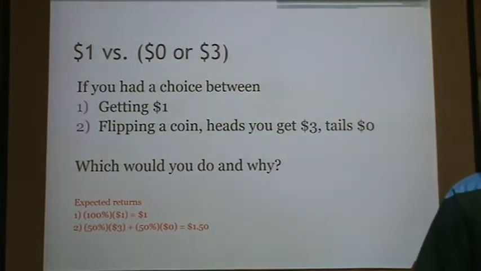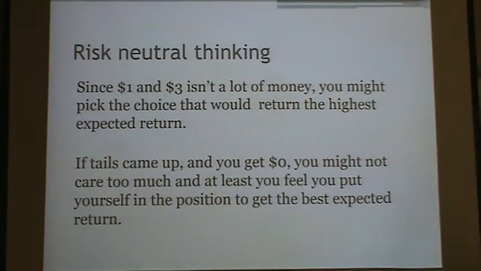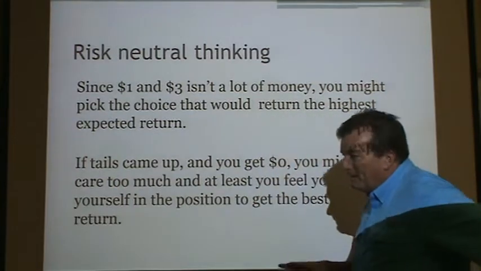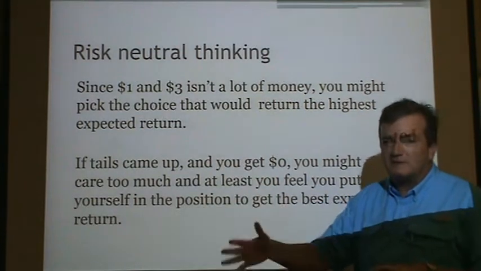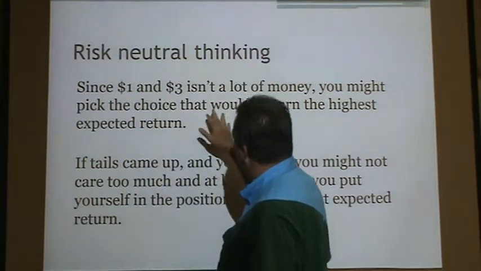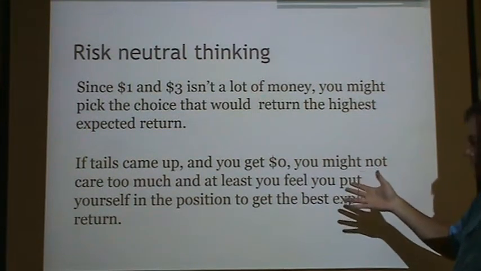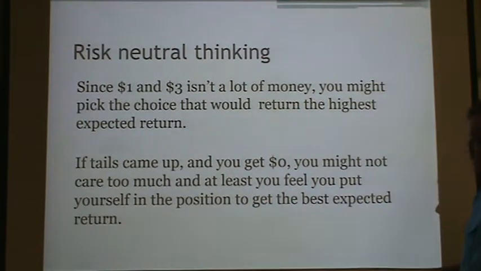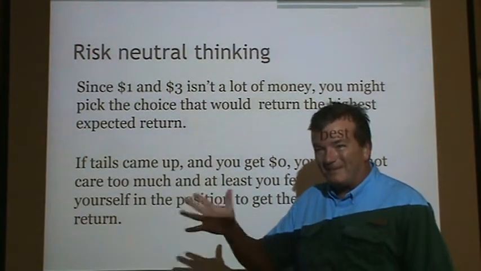Okay. All right, so actually what you're mostly doing is using what's called risk neutral theory, meaning the risk part of it doesn't bother you. You don't mind taking the risk, because on average you'll do better taking the risk than not taking the risk. So this is called the risk neutral thing. Since $1 and $3 isn't a lot of money to us, you might pick the choice that would give you the highest expected return. If tails comes up, you get 0. You might not care too much, and at least you feel like you put yourself in a good position to try to get the best possible return. Okay, so that's kind of the thinking. So everyone would pick flipping the coin and try to get the $3.